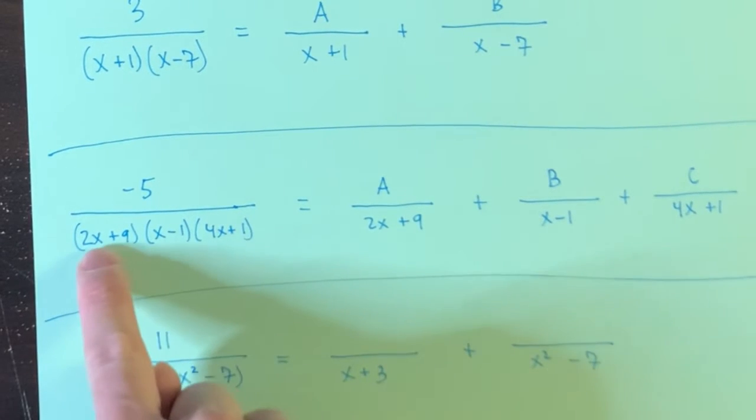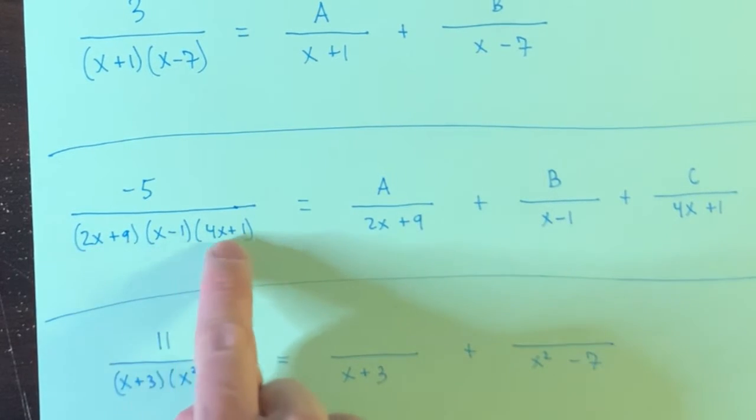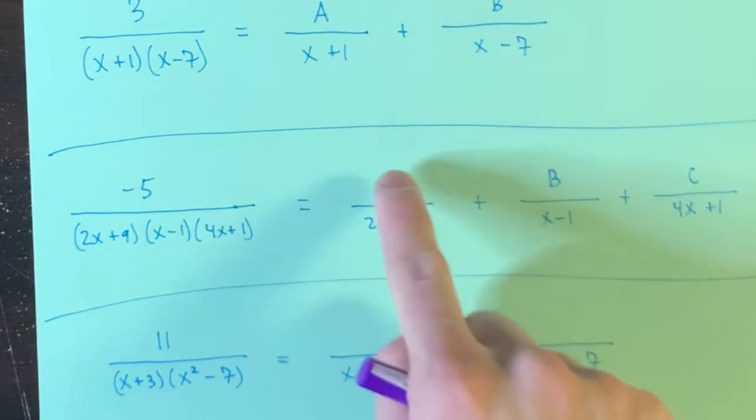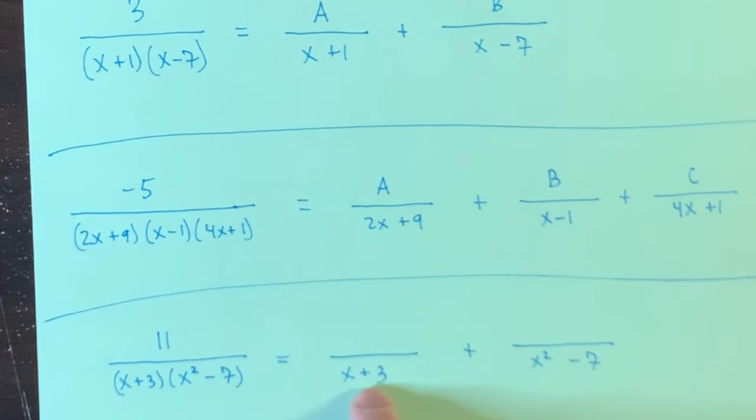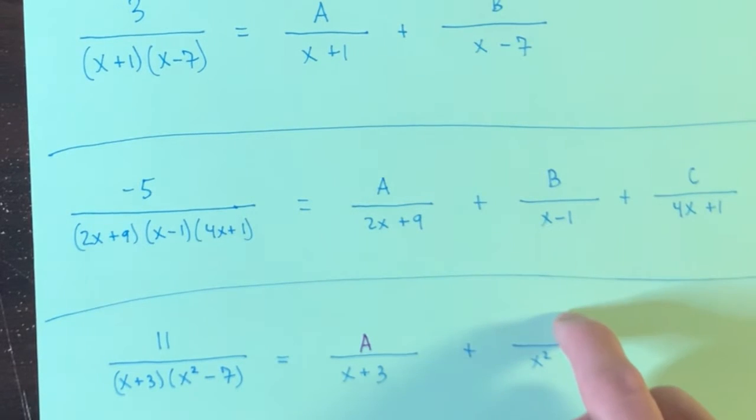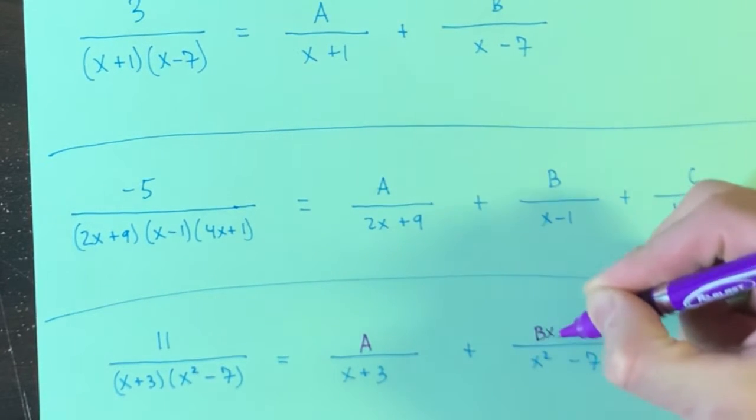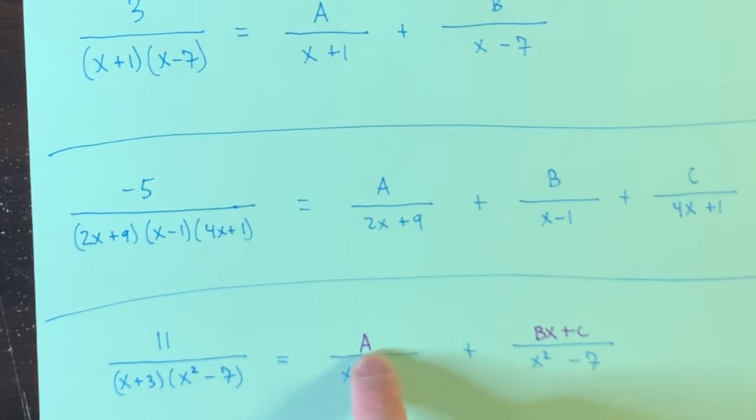For these guys here, notice that these are all linear. These are all powers of 1s. And if it's powers of 1s, the numerators are constants. So here, this x plus 3, that's linear. It's a power of 1. So the numerator should be a constant. However, this factor is not linear. It's quadratic. And so the numerator has to be 1 power less than the denominator. Since this is a power of 2, upstairs I need a power of 1. So we go bx plus c. You see what I'm saying? So if the denominator is linear, the numerator is constant. If the denominator is quadratic, the numerator is like a line, linear. So keep that in mind.